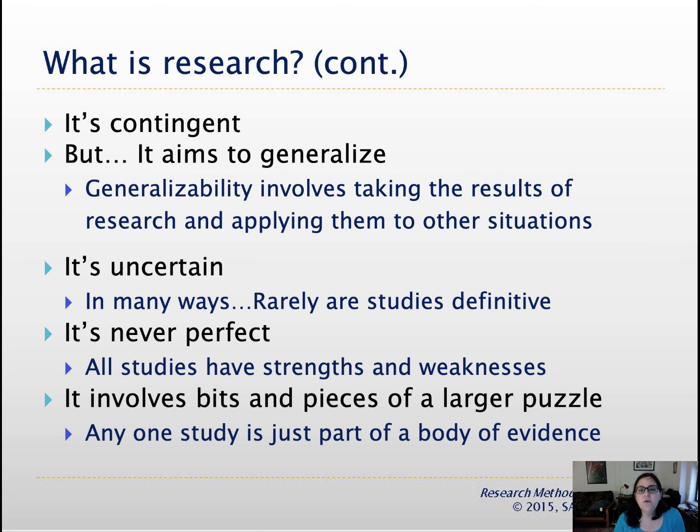It's also uncertain. I know you learned in stats about standard errors and confidence intervals. That's an important type of uncertainty from sampling error, but it is not the only kind. We'll learn about lots of uncertainty. Studies are rarely definitive, and they are never perfect. They all have strengths and weaknesses. Some of them have no strengths, but most research has strengths and weaknesses.